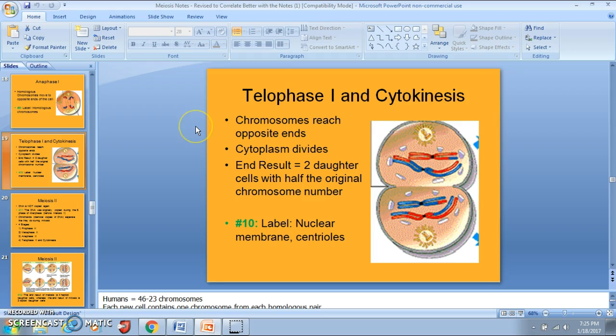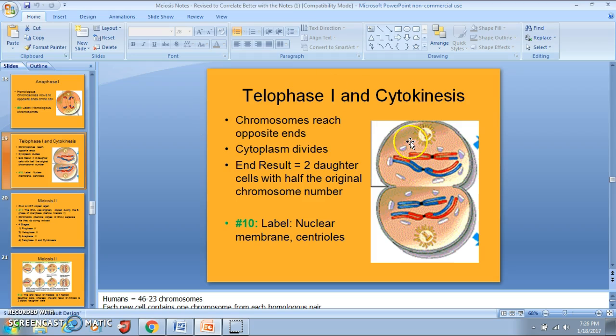During telophase 1 and then cytokinesis, it's very similar to the telophase that happens in mitosis. In this stage, the chromosomes get to opposite ends of the dividing cell. The cytoplasm divides, and we are going to be rebuilding our nuclear membranes as well as our nucleoli, and the mitotic spindle is going to break down.